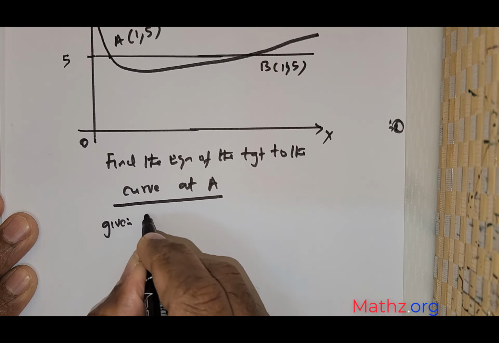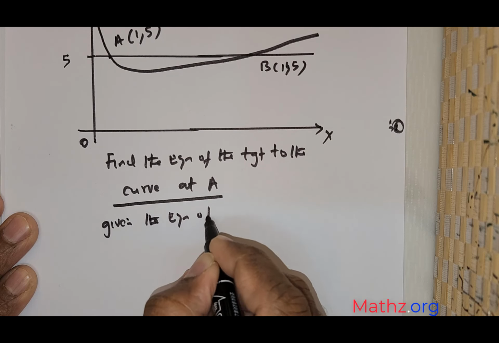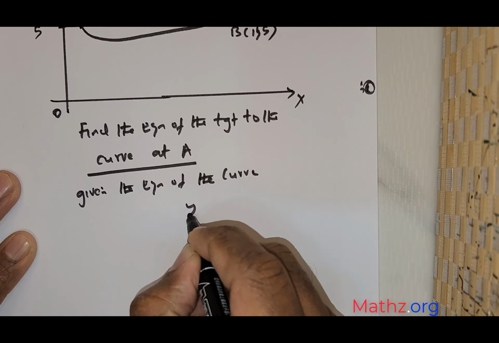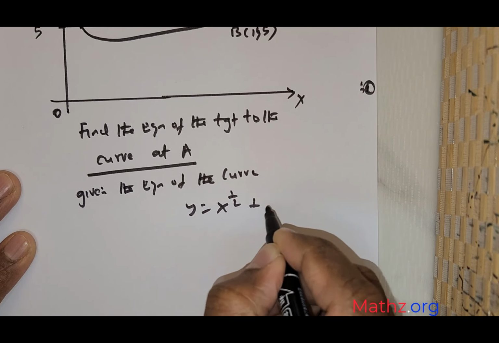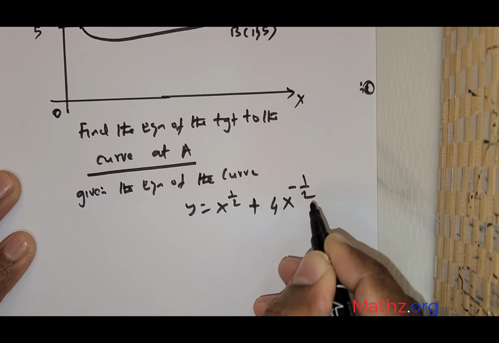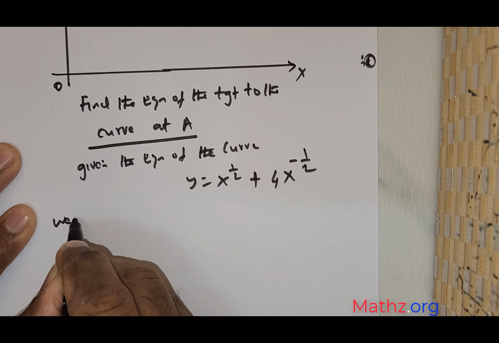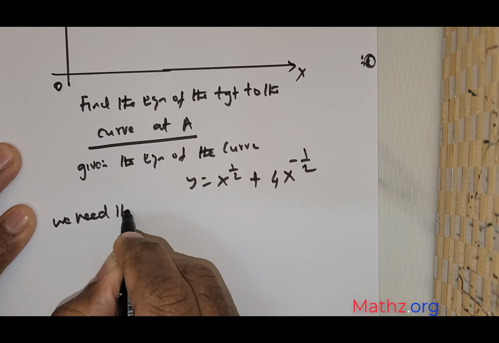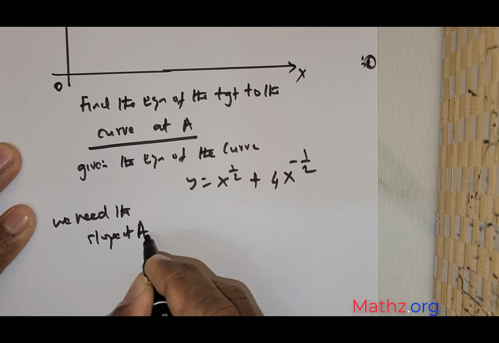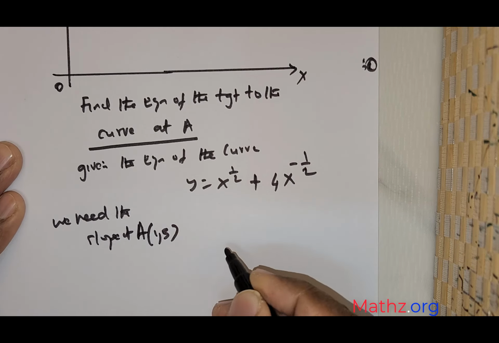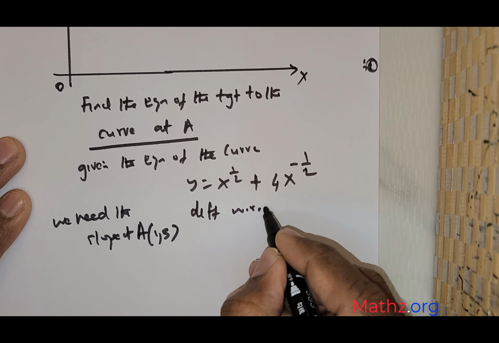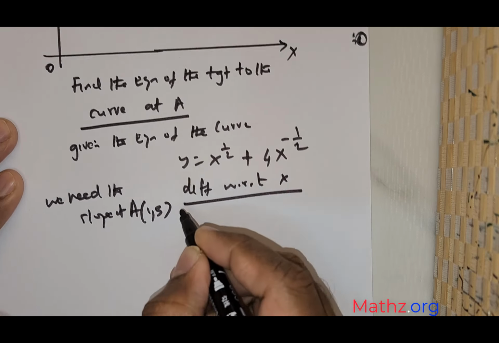Given the equation of the curve, so what is the equation of the curve? y is equal to x raised to the power 1 over 2 positive 4 times x raised to the power of negative 1 over 2. We need the slope at A of 1 comma 5. So that is required. So for that we differentiate with respect to x.